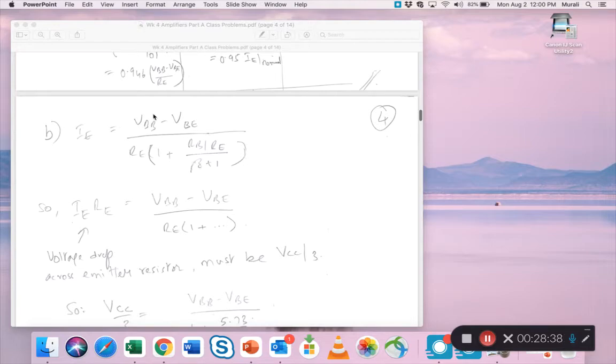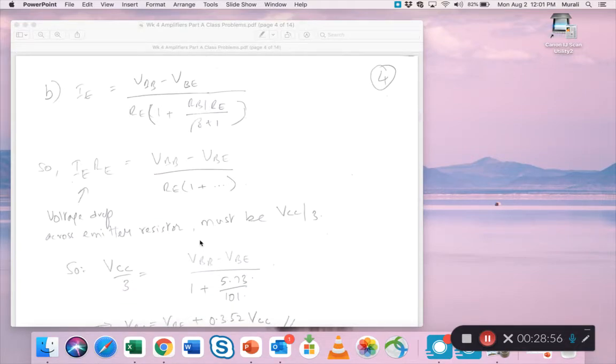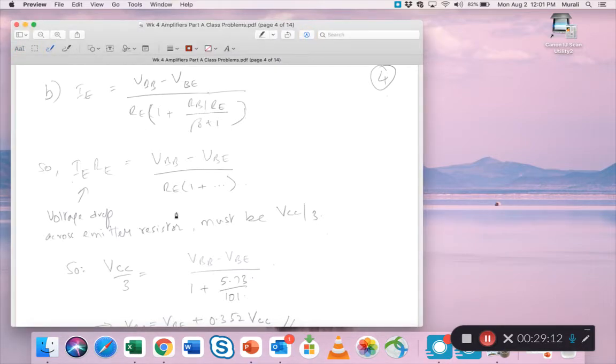Let's continue. So IE is this formula. So IE RE, you multiply the current by the resistance, you get the voltage drop. So that is this, right, across the emitter resistance. Sorry, this RE I think is a mistake. I should take that out. Because if you're multiplying both sides, then obviously this goes away.